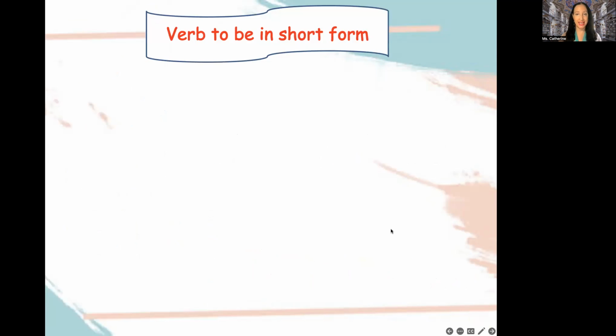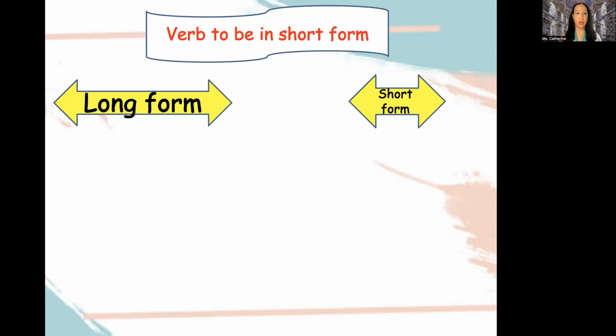Now, verb to be in short form. Okay, we're going to learn the long form and the short form. What do you think the short form is? Let's find out. All right, the long form of am. I'm going to cross out the A. Okay, we put an apostrophe M. How about is? The long form of is. How do we make it the short form? We cross out the I. And we put an apostrophe S.